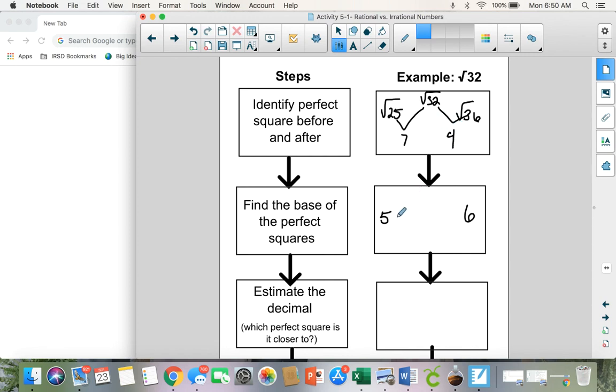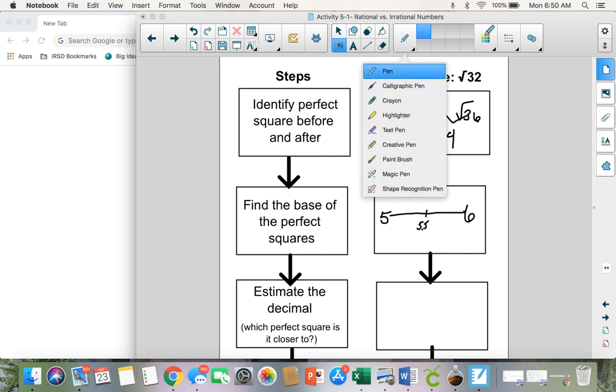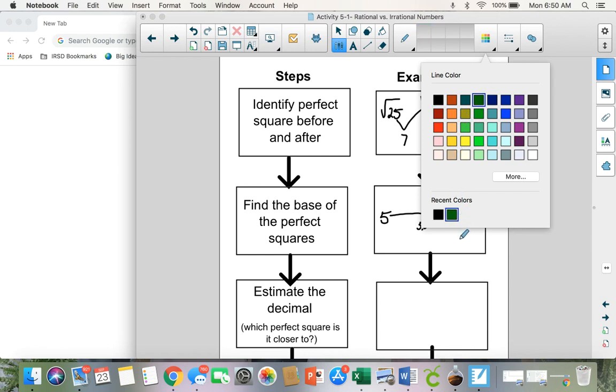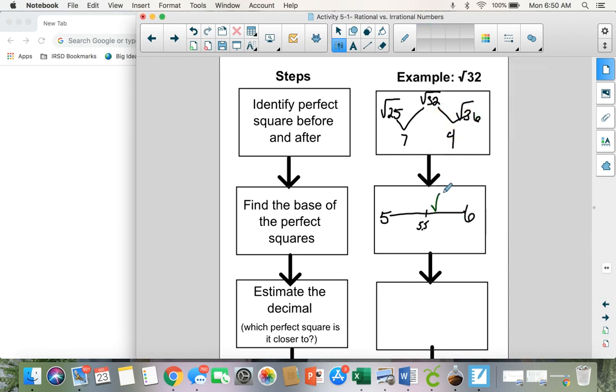So when I'm thinking about it on a number line, if this is 5.5, would 32 be closer to 5? Or would the square root of 32 be closer to 6? Well, if I'm 7 here, but only 4 here, then it's going to be a little bit closer to my 6. So because it's a little bit closer there, I'm just going to guess that it's going to be approximately 5 6/10.